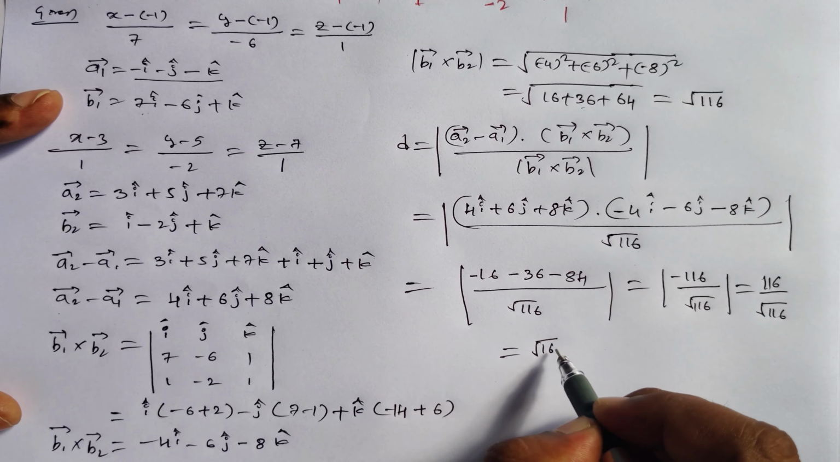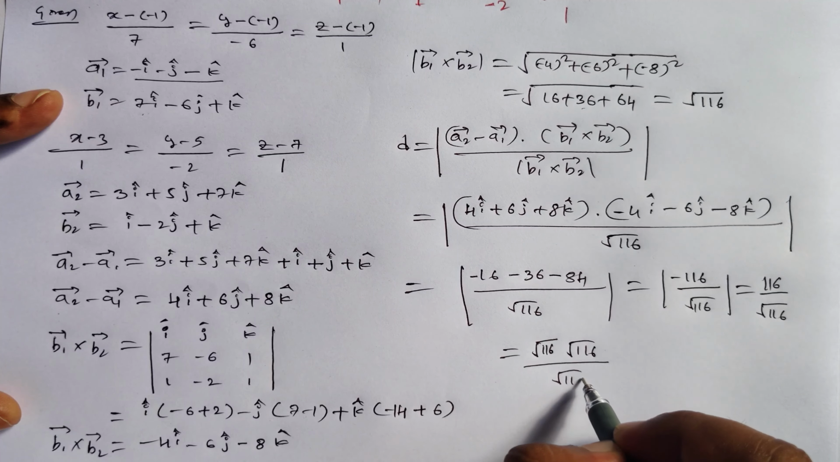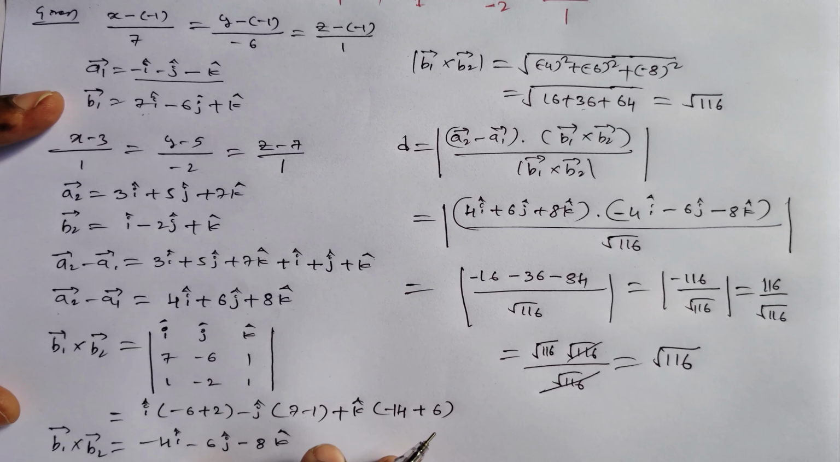Okay, can I write root 116 into root 116 divided by root 116? Here we cancel root 116.